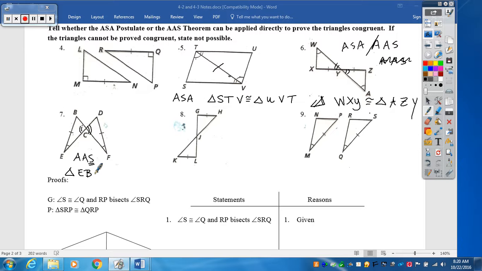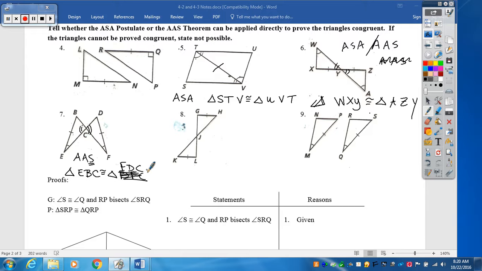Let's say you go EBC. If I match up E to B to C, that would be D to F to C. Okay. Oh, I did that wrong, didn't I? EBC would be FDC. There you go. Okay, so we've got congruent triangles there by angle, angle, side.